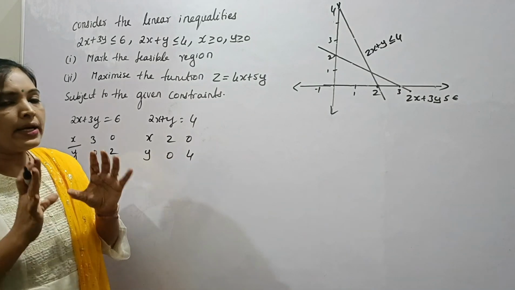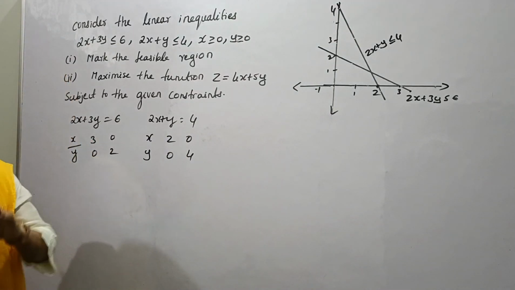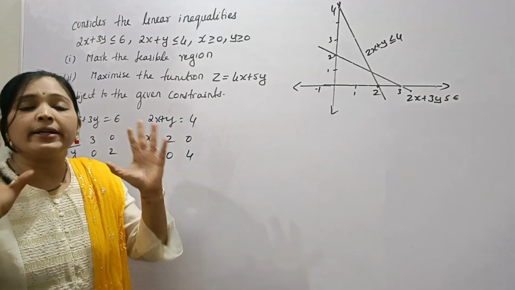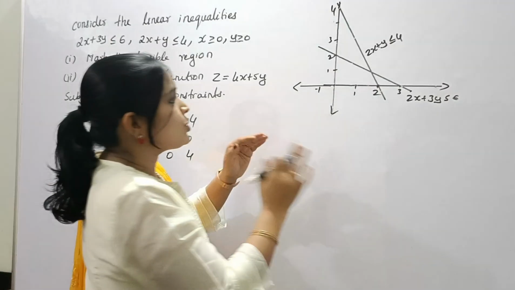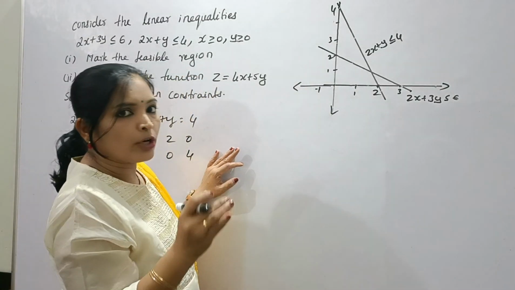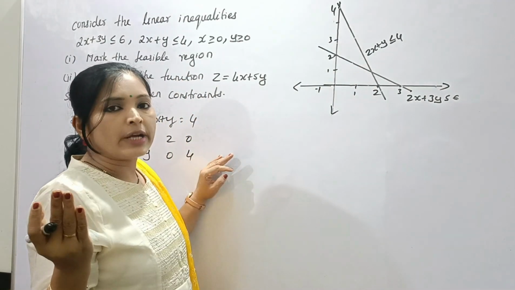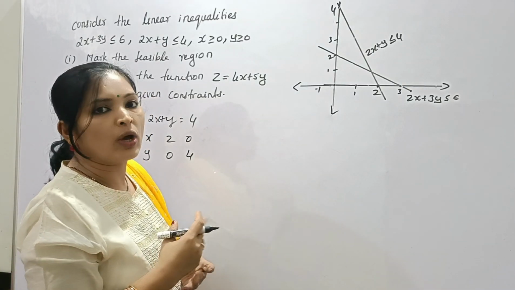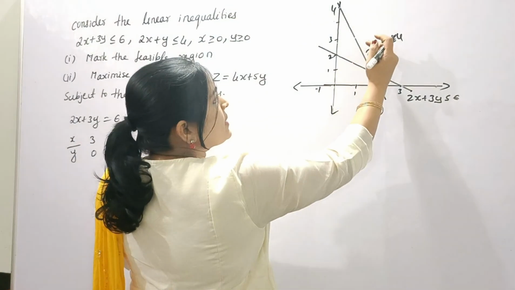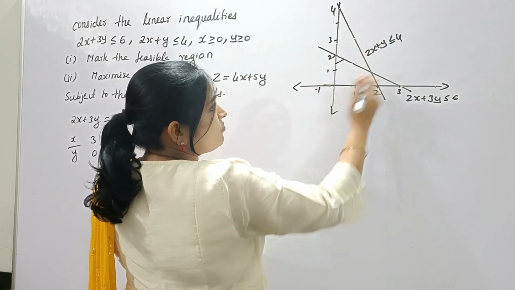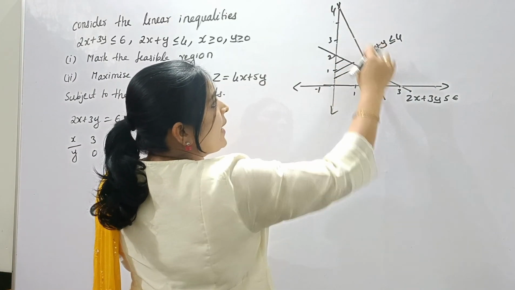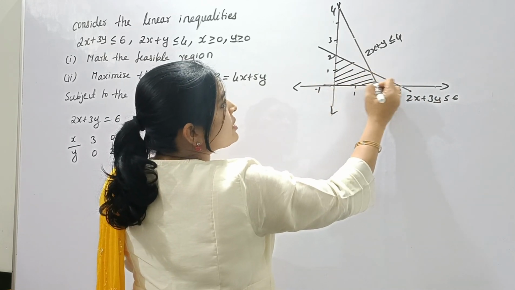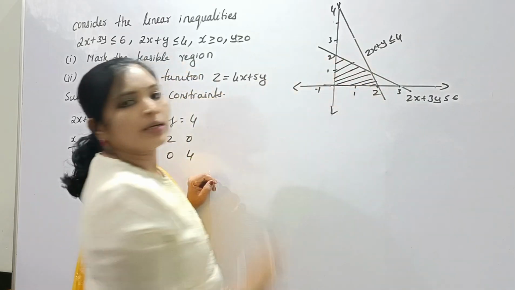And here we have to mark the feasible region. First of all, we have to mark the feasible region. Feasible region is the region which contains all the possible solutions. Here this inequality is less than or equal to. We have studied in 11th standard to find the solutions by the graphical method, linear inequalities. Less than or equal to means it is the region, this line less than or equal to and this line less than or equal to.